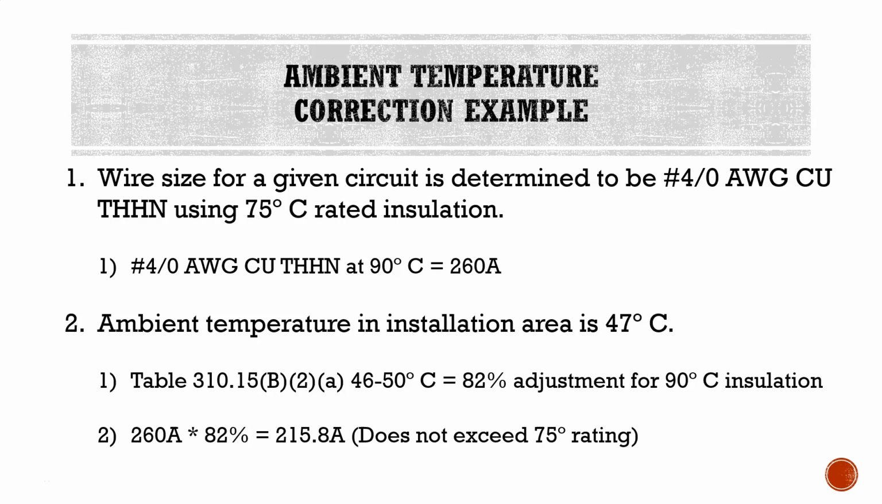And we note that this 215.8 amps does not exceed our 75 degrees Celsius ampacity, which for 4/0 copper at 75 degrees Celsius would be 230 amps. So this means that we can use our 4/0 copper THHN conductors for up to 215.8 amps of current when they're installed in this area where the ambient temperature is 47 degrees Celsius.